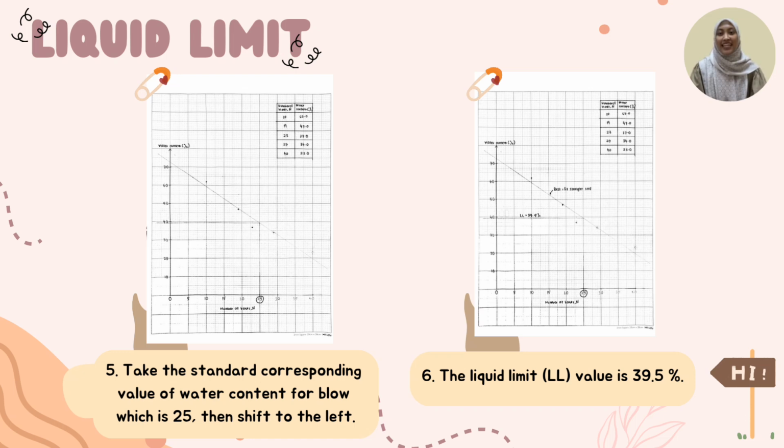Now, let's obtain the liquid limit and plastic limit value. Liquid limit value can be determined by taking the standard corresponding value of water content for blue, which is 25. Then shift to the left and you will get the value of liquid limit. For my graph, I get 39.5% for my liquid limit.